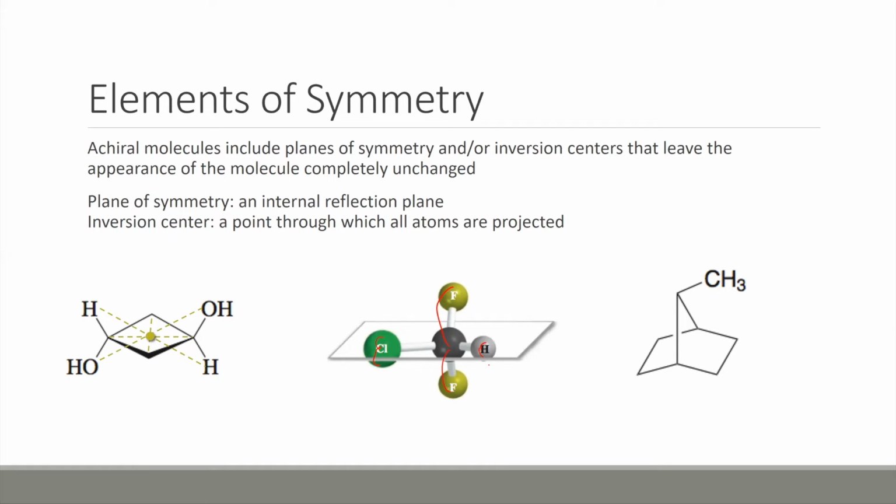You can also have an inversion center, which is a point through which all atoms are projected. Here's an example of that here. This central inversion center means that if you were to project this hydrogen through it, it would project onto the opposite side. Anything projecting through the inversion center then projects out onto the opposite side. These are all examples of types of symmetry that can occur, causing a molecule to be achiral.